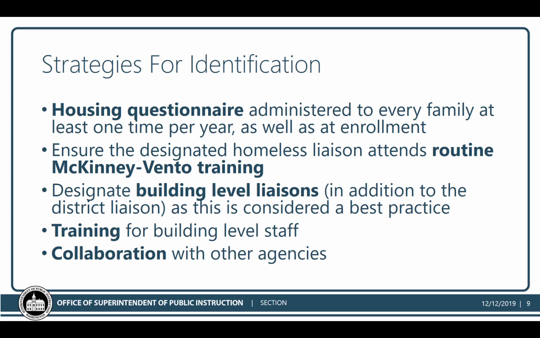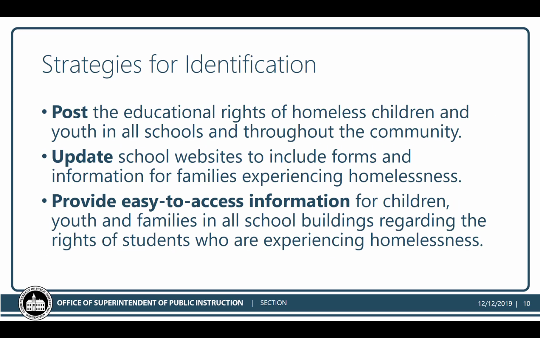Collaboration with other agencies is required under McKinney-Vento and provides another avenue for identifying children and youth who may be experiencing homelessness. Districts are required to post the educational rights of homeless children and youth in all schools and throughout the community where homeless individuals are likely to see them, such as shelters, public libraries, bus stations, grocery store bulletin boards, soup kitchens, clothing banks, and similar locations.